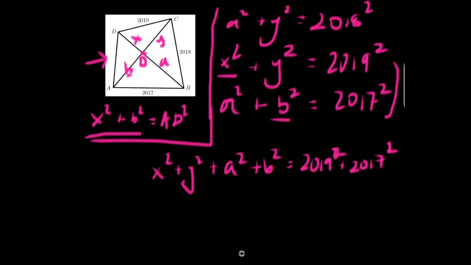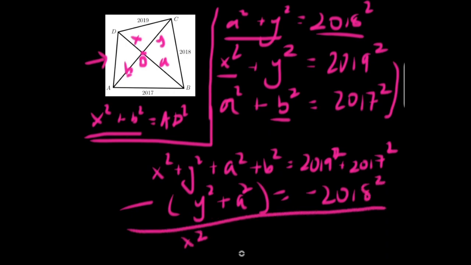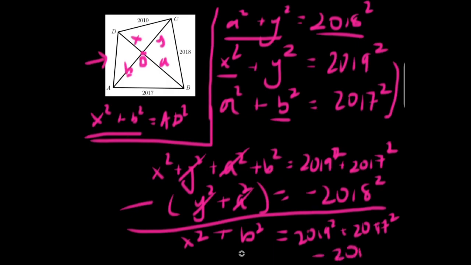So the best way to get rid of that is to get an A squared plus Y squared from that first equation and subtract that out. So we bring that to the bottom, we get minus A squared plus Y squared. I'm just going to rewrite that here as Y squared plus A squared, same thing, is equal to the negative of 2018 squared. And then when we subtract these two equations, we get X squared, then the Y squareds cancel, the A squareds cancel, and the B squared is still there. So X squared plus B squared is equal to 2019 squared plus 2017 squared minus 2018 squared.